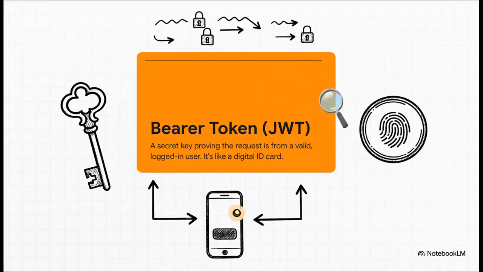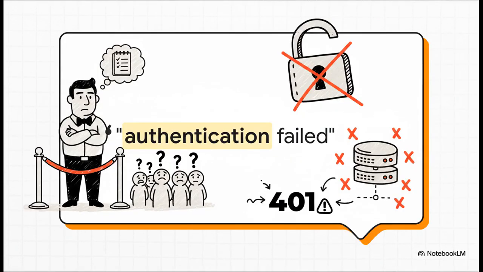So how does it prove it's you? With something called a bearer token. It's often a type of token called a JWT, but don't worry about that. Just think of it like a secret key, or maybe even better, a digital membership card. When you log into the app, you get this token. And from then on, you have to flash that card with every single request you make to prove, yep, it's really you.